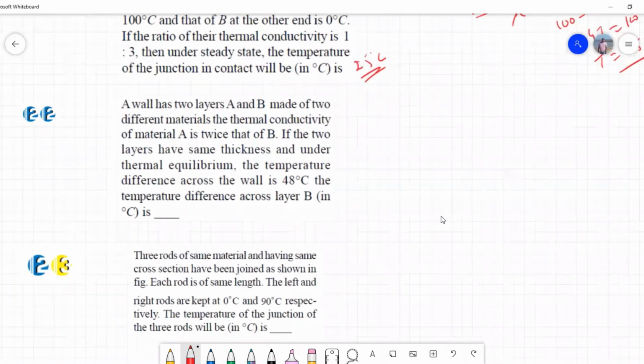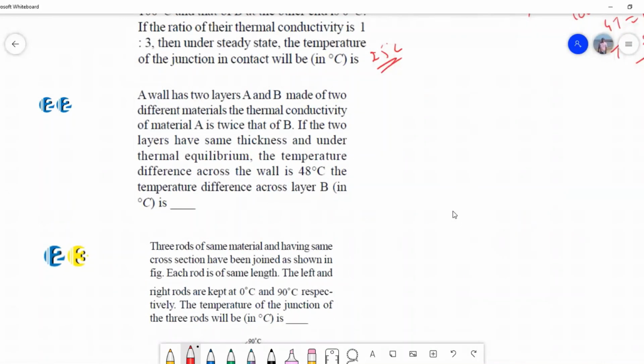These are all numerical integer questions. A wall has two layers, A and B, made of different materials. Let us take the two layers of the wall. They are made up of different conductivities. The conductivity of A is twice that of B. This is very important. If I take this as K, this is 2K. The two layers have the same thickness, so the length is the same.